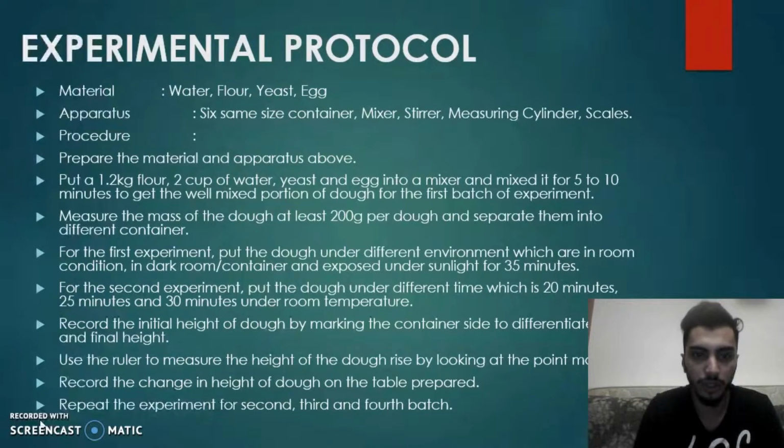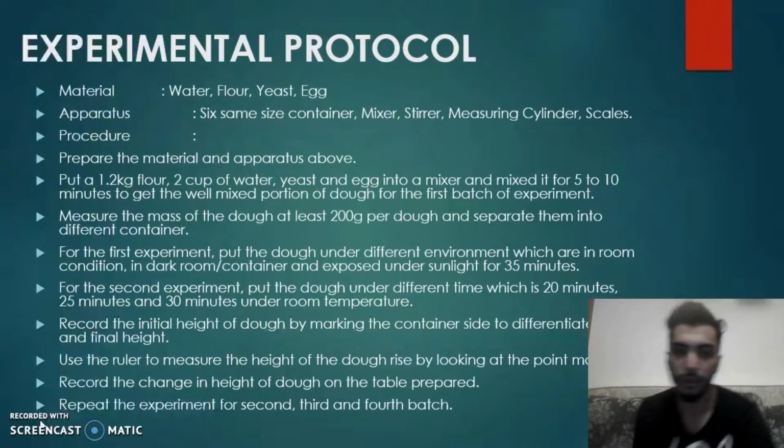Record the initial height of dough by marking the container side to define initial and final heights. Use the ruler to measure the height of the dough raise by looking at the point marked. Record the change in heights of dough on the table prepared. Repeat the experiment for the second, third, and fourth batch.